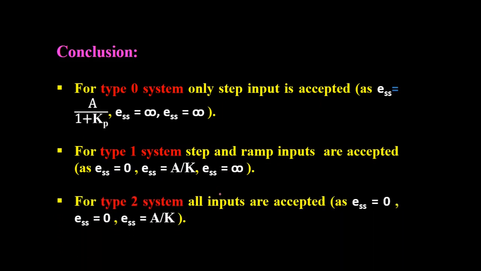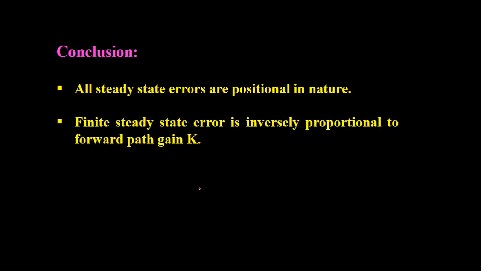But for type 2 system, all the inputs are accepted because the steady state error for step input is 0, for ramp input is 0, and for parabolic input steady state error is a finite value which is equal to A by K. And all the steady state errors are positional in nature. And last, finite steady state error is inversely proportional to forward path gain K.